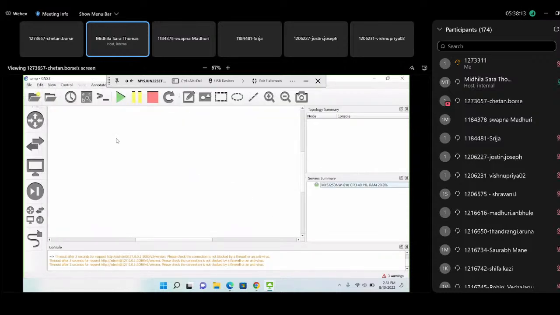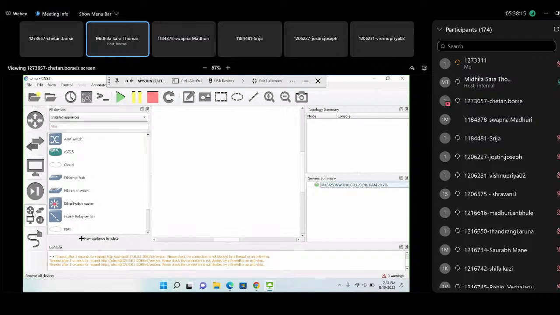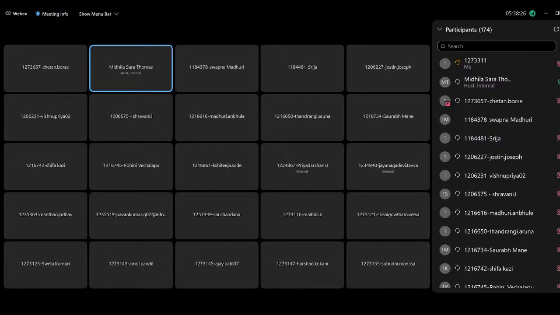Now you check again. Do you have Ether switch router? Check again. Yes, you have it. That's it. You can stop sharing the screen. Okay, this is how you can install Ether switch router.